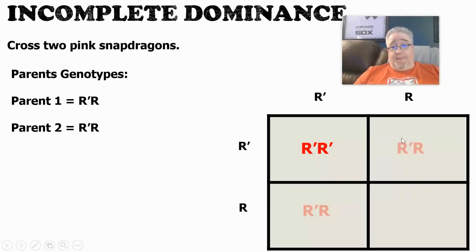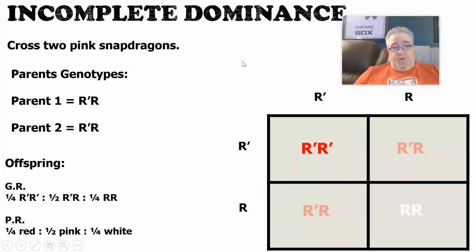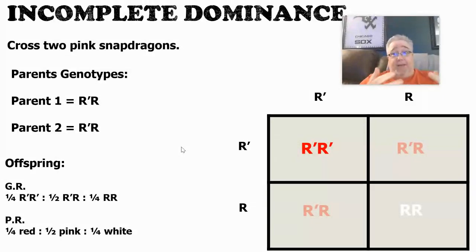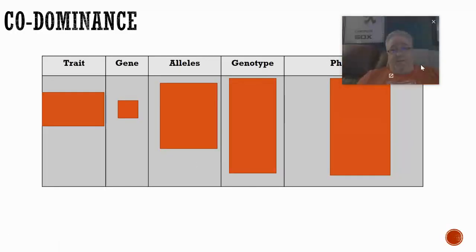These two are going to be pink because R prime R, and then this one is going to be white. Okay. So again, just like always, you can do your genotypic ratios and your phenotypic ratio. So genotypically, 1/4 are R prime R prime, 1/2 are R prime R, and 1/4 are RR. And then our phenotypic ratio, 1/4 red, 1/2 pink, 1/4 white. Okay, so incomplete dominance, that's when both colors kind of blend together. If you remember that, it'll be a little bit easier for you.